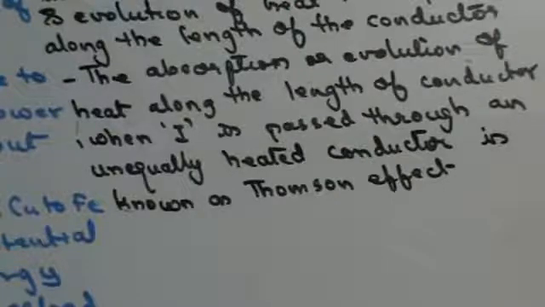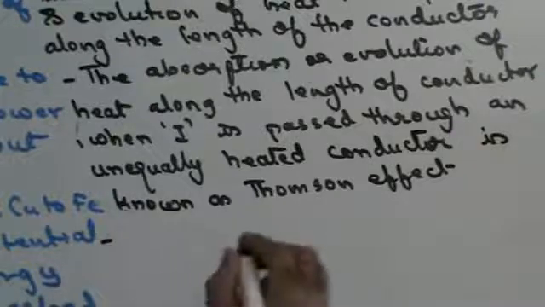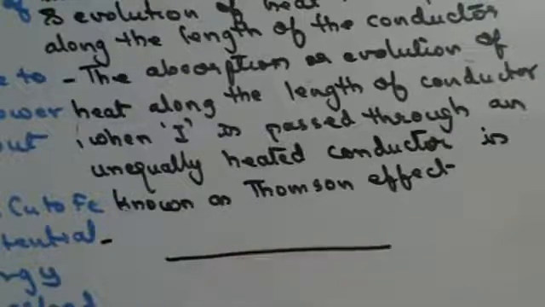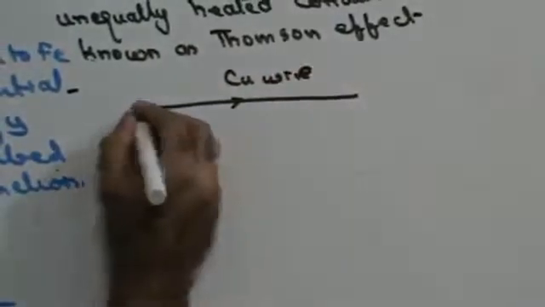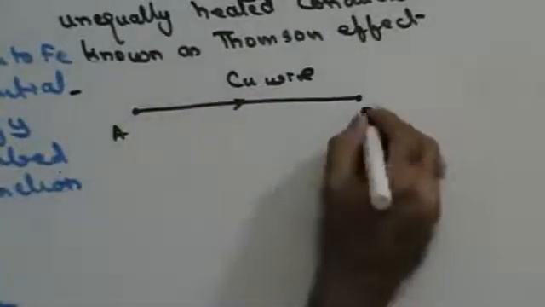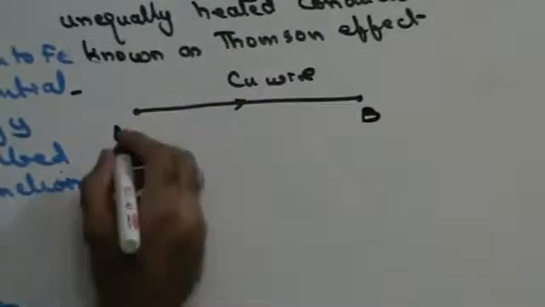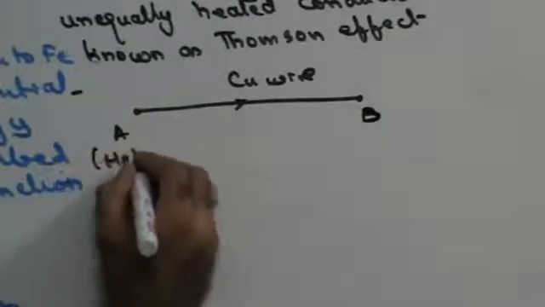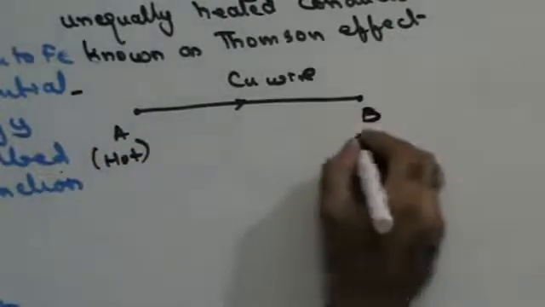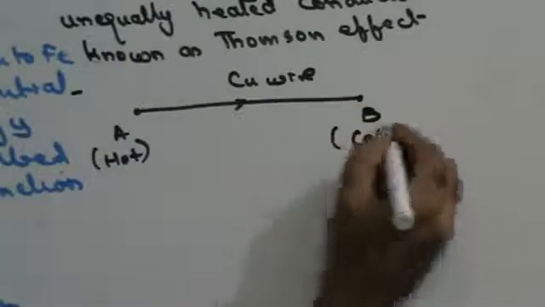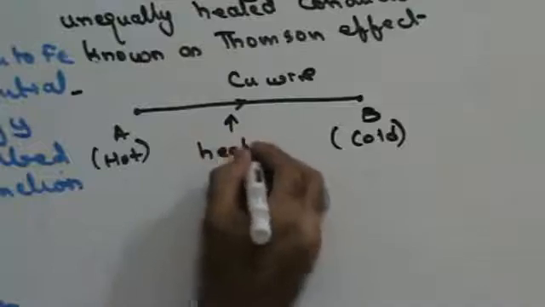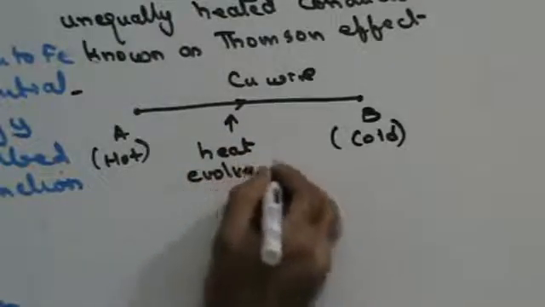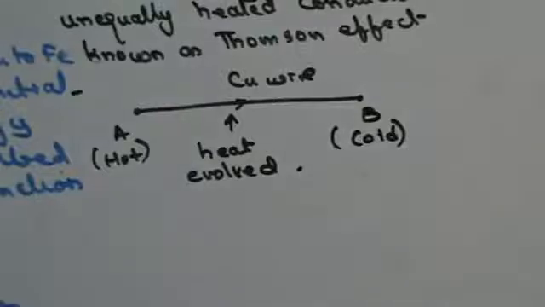Now let's consider how this happens and why this happens. Let's consider a copper wire. This is the Cu wire. Let's consider junction A and junction B. Let's assume that junction A is kept hot whereas junction B is kept cold, right? So in that case you would have heat evolved. Now question, what would happen?